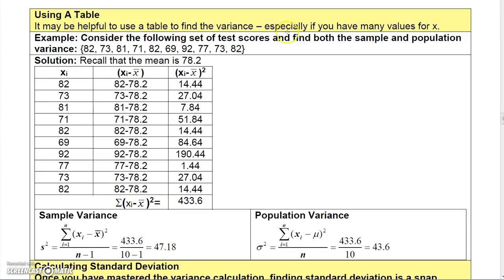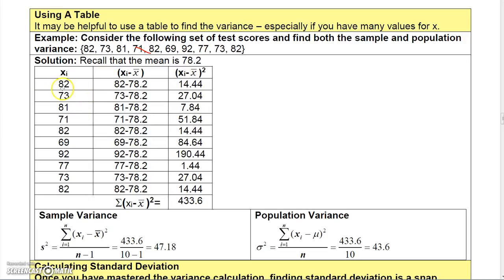So let's find the sample and population variance from this table. So let's say from these 10 values. Now these are the same 10 test scores that I had earlier. And earlier I found that the mean was 78.2. So notice that I used 3 columns. You actually can just do 2 columns if you want to.